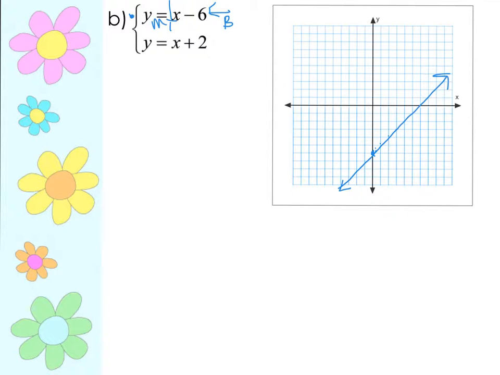Now let's graph our next one. I'm going to do this one in red. My b value is 2. My slope is 1 over 1. So this time I'm going to start out at +2, and I'm going to go up 1 over 1.